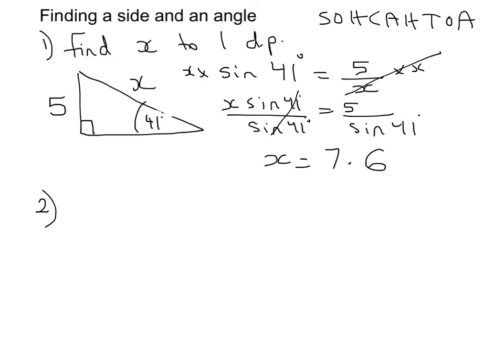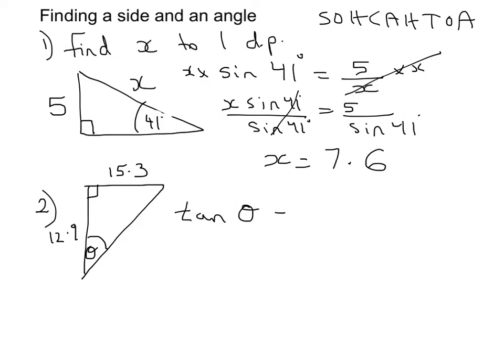Alright, now finding an angle this time. Let's say this is angle theta, and then this is 15.3 and this is 12.9. Okay, this time I have opposite over adjacent, so that's tan. So tan theta equals 15.3, opposite, over adjacent, 12.9.